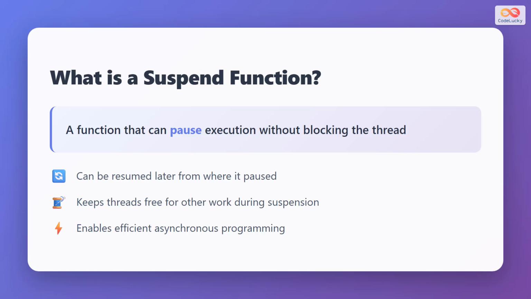A suspend function is a special type of function that can pause its execution without blocking the thread it's running on. This is the key distinction that makes coroutines so powerful. When a suspend function pauses, the thread becomes free to do other work. Later, when the suspended operation completes, the function can resume from exactly where it left off. This approach enables efficient asynchronous programming because threads aren't wasted waiting for operations to complete. Instead, they remain available to handle other tasks, leading to better resource utilization and more responsive applications.